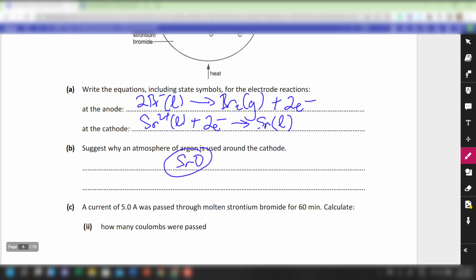You can say that an atmosphere of argon, instead of the normal atmosphere we are living in, will prevent the oxidation of the newly produced strontium to give us strontium oxide. If you wish to, you can also highlight that strontium is likely to react with the water vapor in the air, and in the process we might end up with strontium hydroxide on the surface. So these are two possible byproducts or side products if it is produced in atmospheric conditions.